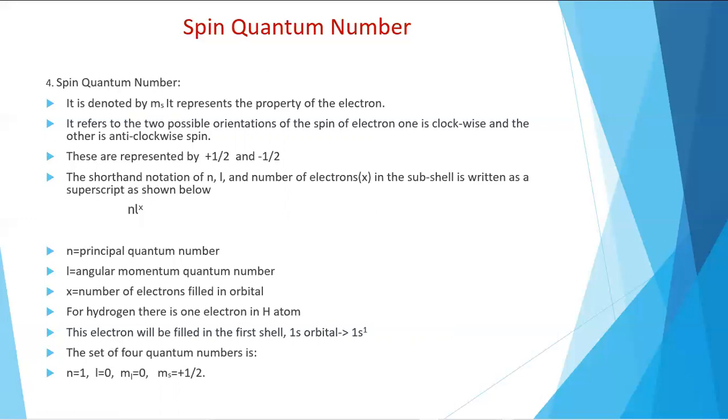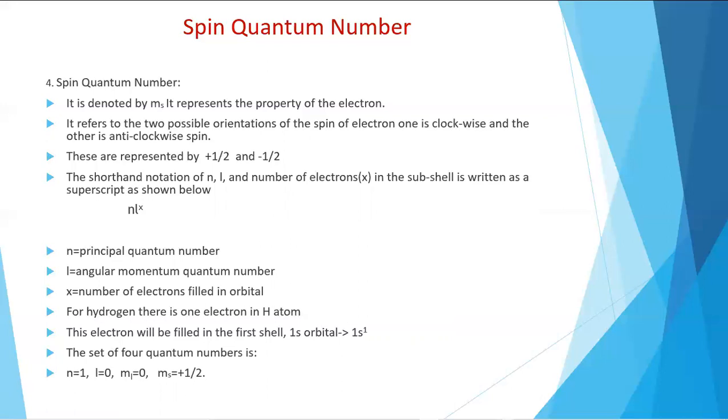The shorthand notation of n, the principal quantum number, and L, the angular momentum quantum number, and the number of electrons x in the subshell is written as a superscript as shown below, n L x. So for the hydrogen atom, there is only one electron. This electron will be filled in the first shell, that is n equal to 1, and the first orbital, that is s, which indicates the 1s orbital. So the electronic configuration we can write as 1s1.